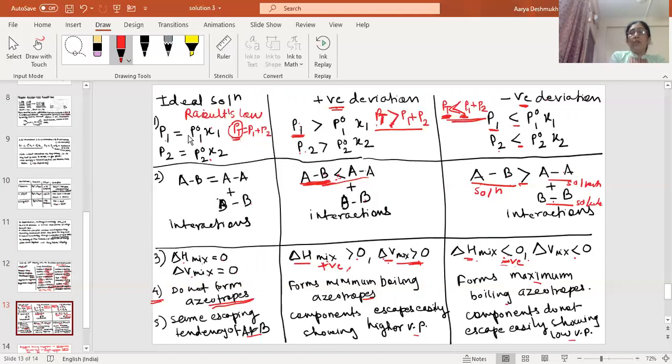Whenever it is a negative deviation, the total vapor pressure of the solution would be less than P1 plus P2, because P1 has a lesser value than P01 into X1, and P2 has a lesser value than P02 into X2. Here X is the mole fraction and P0 is the vapor pressure of the pure component. So when you mix them together, the addition of these two is less than the total vapor pressure of the solution. Now, whenever it is an ideal condition, AB interaction should be equal to AA interactions plus BB interactions. But in case of positive deviation, the AB interactions are less than AA interactions and BB interactions.